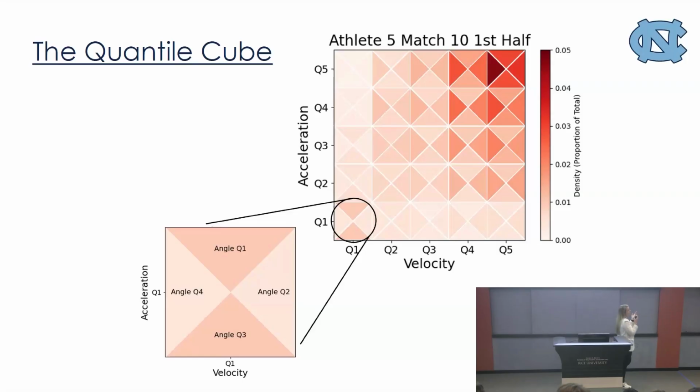And this one being athlete 5 in match 10 in the first half. They spent a lot of time moving left at high velocities. Maybe that's a positional thing. Maybe they're coming back from an injury favoring a side. These are questions that you can then give to your staff, right?